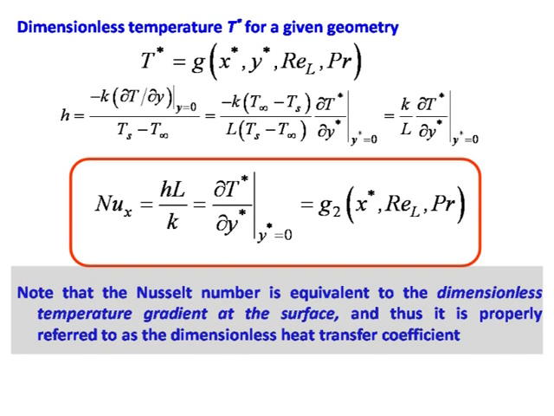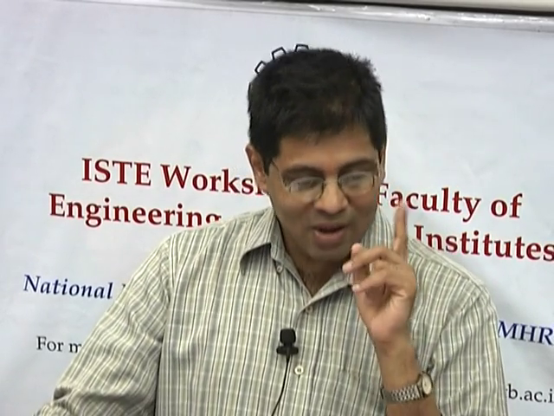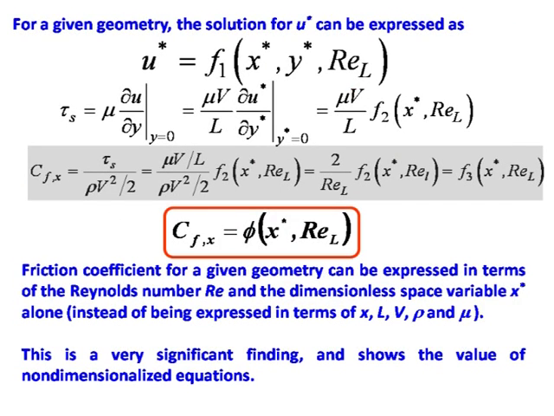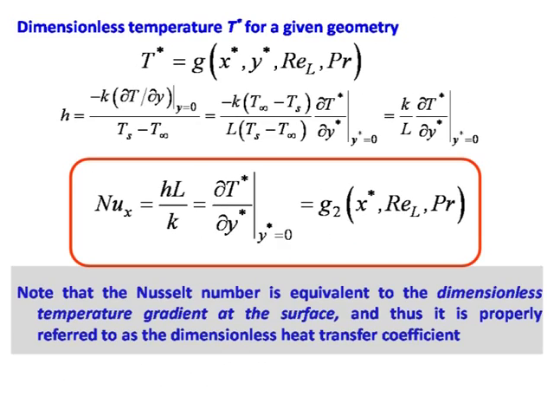So, Nusselt number, which is equivalent to a non-dimensional temperature gradient at the wall. This is the definition of Nusselt number. What is Cf? Non-dimensional wall shear stress. This is the non-dimensional temperature gradient at the wall. Both are quantities evaluated at the wall. Both are derivatives with respect to y. But both are non-dimensional. We are not saying dT by dy or du by dy. We are saying non-dimensional velocity gradient, non-dimensional temperature gradient.